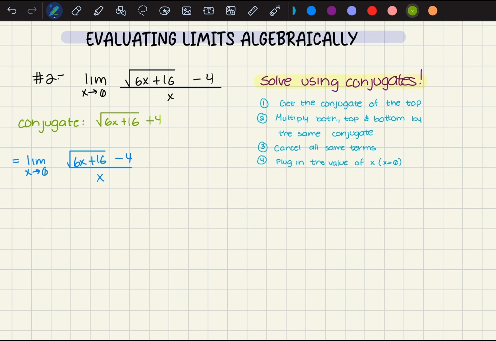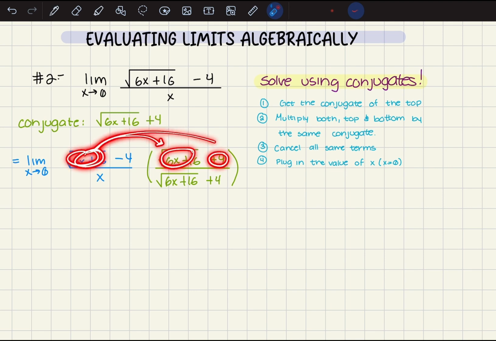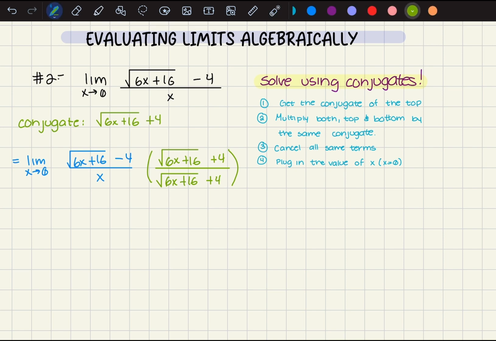Now I'm going to write the conjugate in green, which is going to be square root of 6x plus 16 plus 4 over square root of 6x plus 16, plus 4. So now that we have our conjugate, we're going to multiply it by this limit. What we notice here is that we have terms that are going to multiply kind of like FOIL. And we're going to start doing this. I'm going to do this in purple.